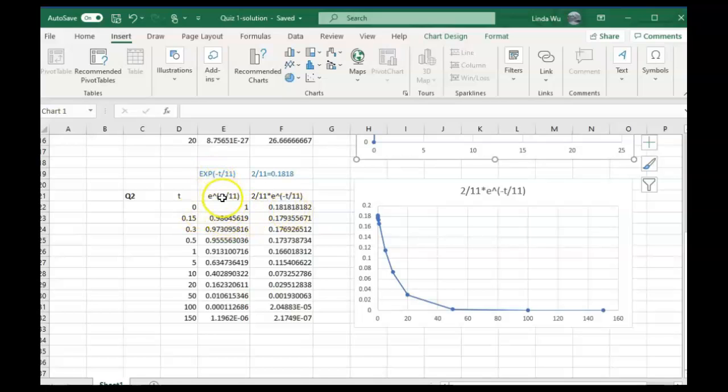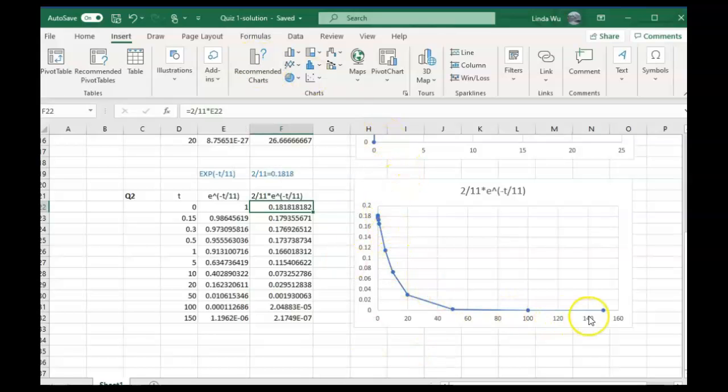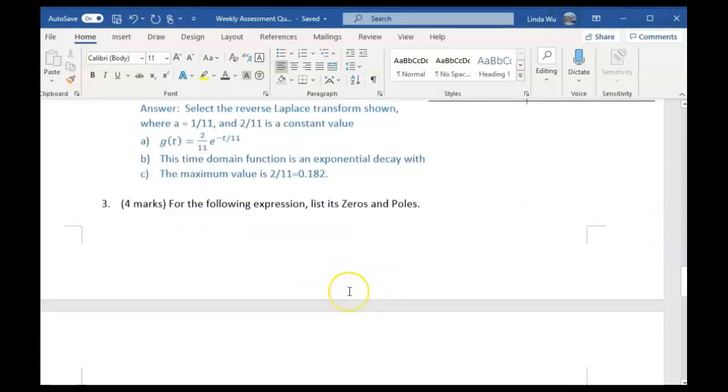Same thing, we use the exponential with negative t divided by 11. That's this equation, and then we put the whole equation here, and we calculate each one. We also use the charts to see that this is an exponential decaying function, and it has a maximum value here, which is 0.1818. So we get a maximum value of 0.182. And I think that's all.